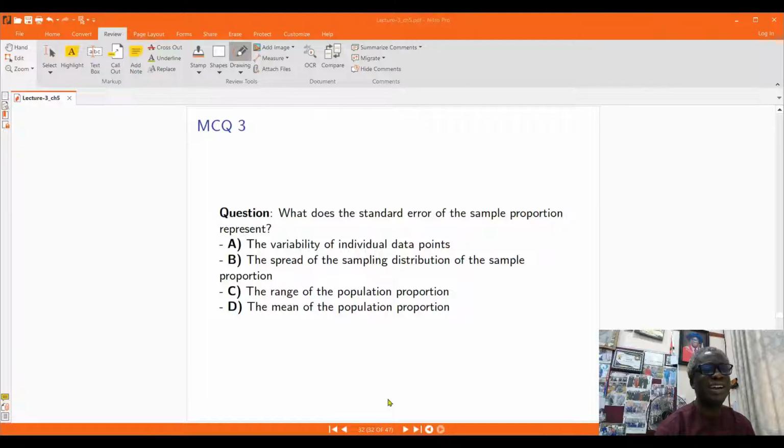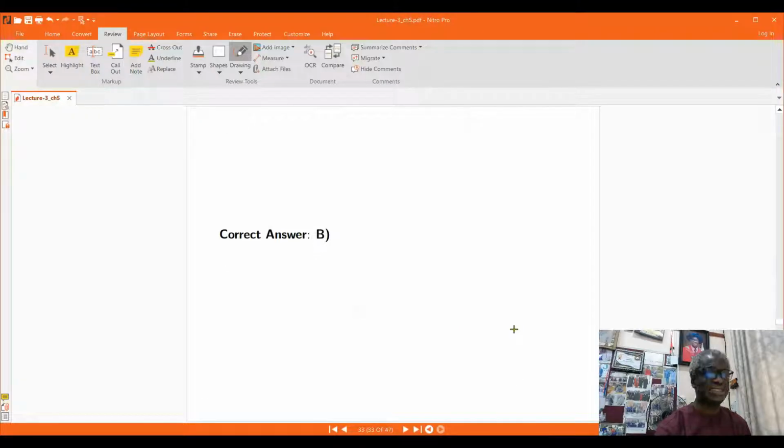Again, I can see people struggling between A and B. I can see player one choosing A, Malik choosing A. Actually, the variability of individual data points is measured by standard deviation, not standard error. So Ifedayo, player one, Malik, that option is not correct. You can change your option. The correct answer is B.